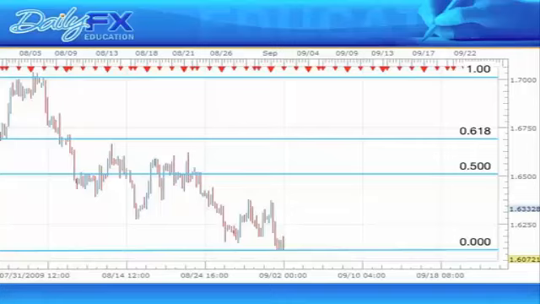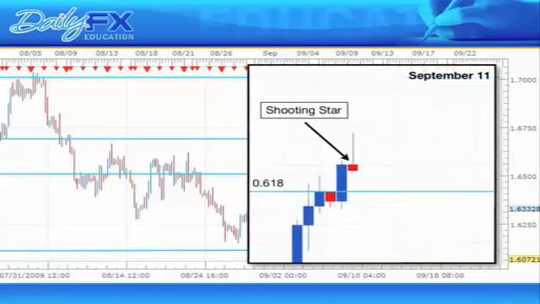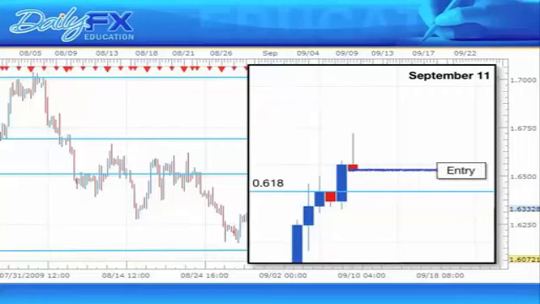As the price approaches, we'll be on the lookout for a bearish candle formation to confirm a potential reversal. On September 11th, the 61.8% Fibonacci retracement line is pierced, and a shooting star forms. An aggressive trader would enter on the open of the next candle and place a stop 25 pips above the high of the shooting star.